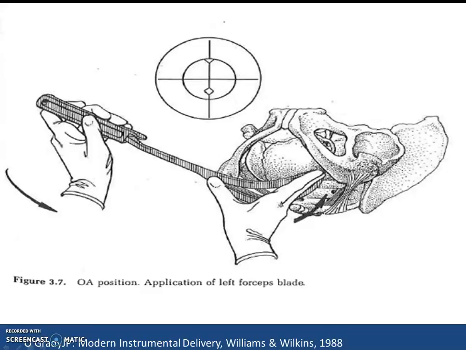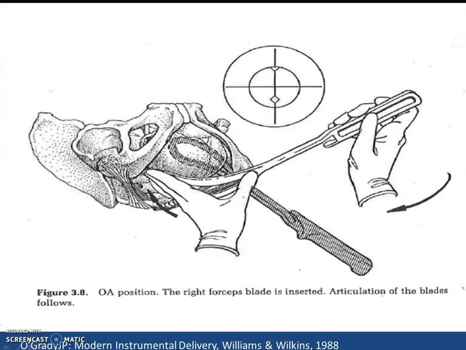Now, occasionally you do it in the opposite approach, only if, for example, there is an ROA, such that if you applied the left forceps first, as shown here, you may increase the degree of rotation. But by applying it posteriorly first, it prevents further rotation of the head. Once this left blade is on, then you apply the right forceps in the same way, the handle towards the patient's left groin, holding the blade against the occiput and sliding it in in front of the ear.